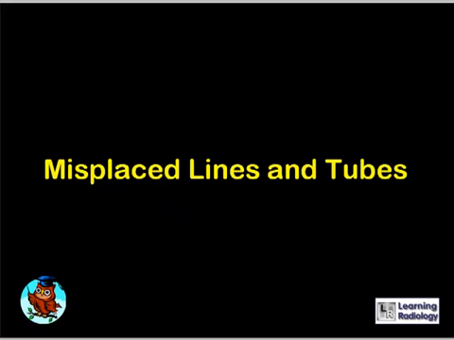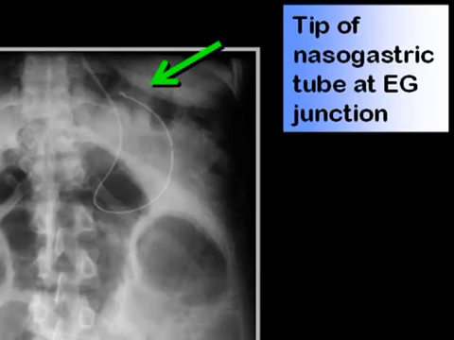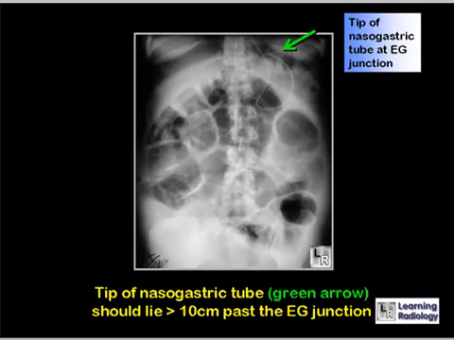These are a series of misplaced lines and tubes. What could be better about the placement of this nasogastric tube? The tip of the nasogastric tube is coiled back upon itself at the esophagogastric junction. In general, the tip of a nasogastric tube should lie greater than 10 centimeters from the esophagogastric junction because there is a side hole in most nasogastric tubes that's located at about 10 centimeters, and you want that to be in the stomach.